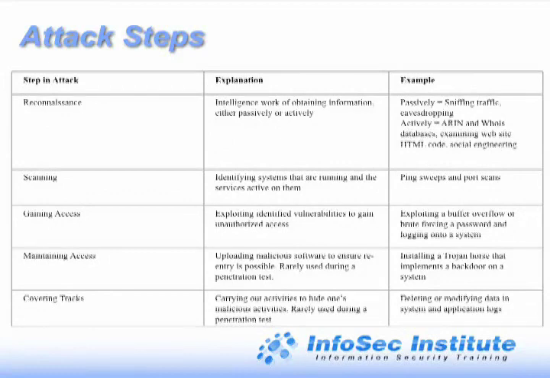The first one's recon. This is basically intelligence gathering, which could be open source intelligence or competitive intelligence. How many people have heard of competitive intelligence before? There's an organization out there called SCIP, the Society of Competitive Intelligence Professionals. Basically, it's a whole group that deals with this type of scenario. It's where you try to find enough information on a target which could influence another target, for example.